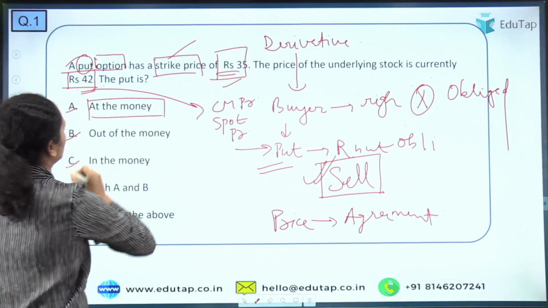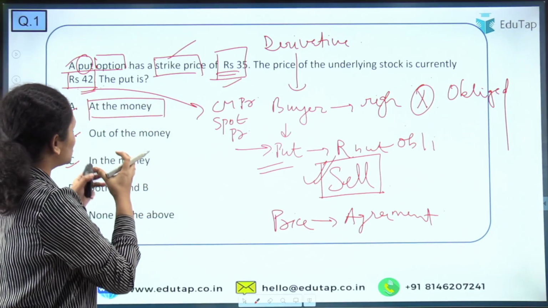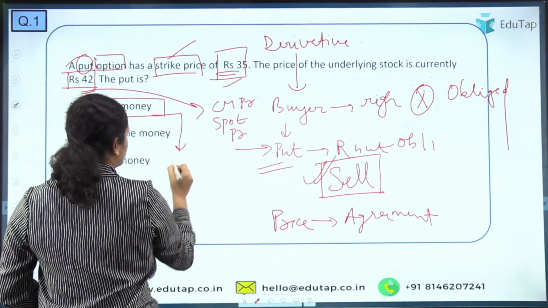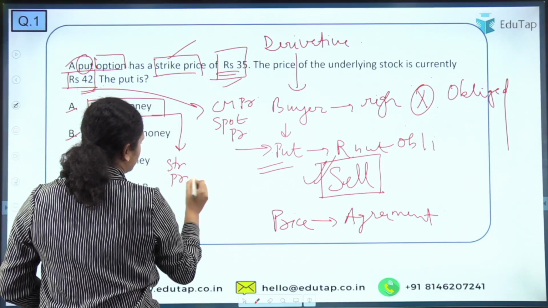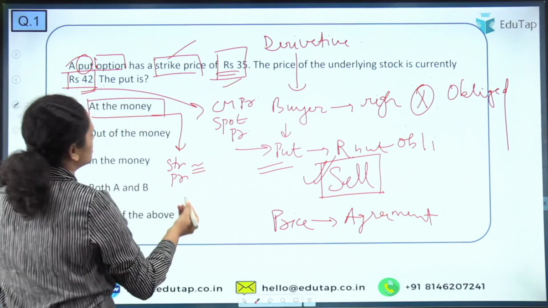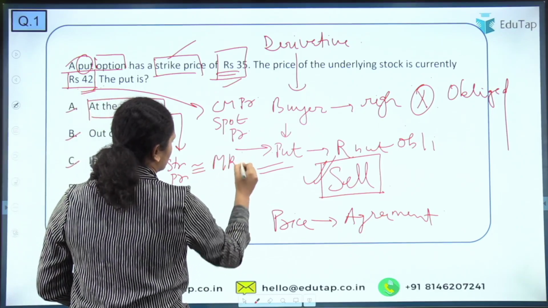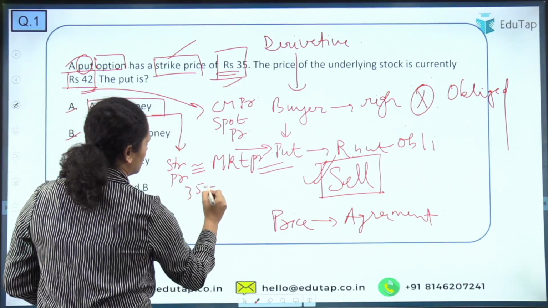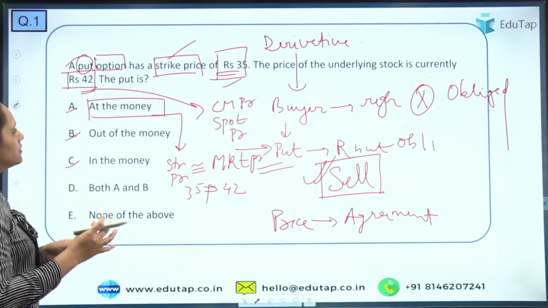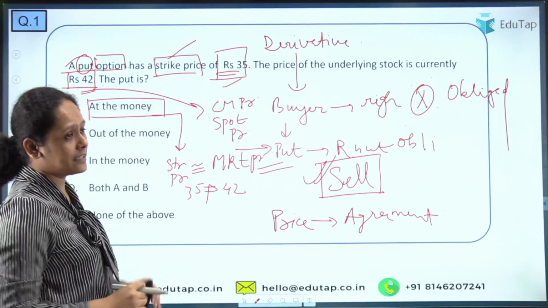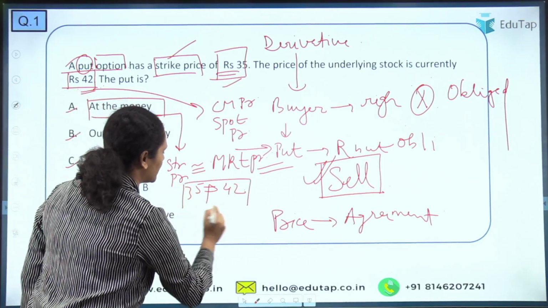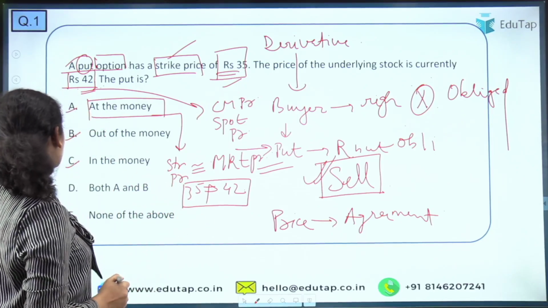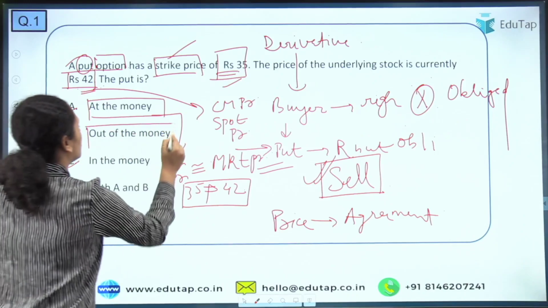ठीक है. Now when the strike price of the contract becomes, ये ऐसे समझो, जब strike price becomes almost equal to your मार्केट प्राइस, तो इस केस में क्या हो रहा है? Is 35 equal to 42? No. So the put option is not said to be at the money. जब put option का strike price and spot price दोनों almost बराबर होगा, उस चीज को we say at the money option. The second option is out of money.